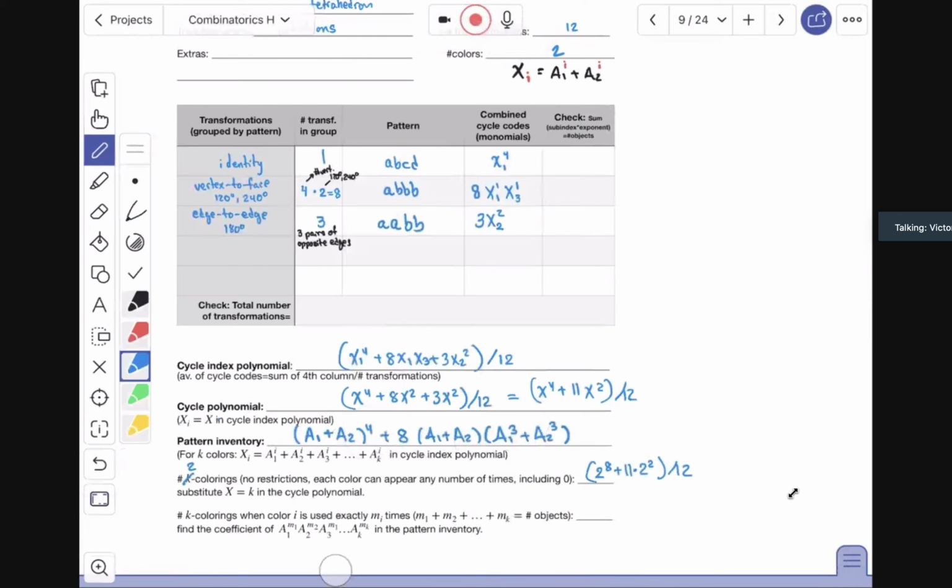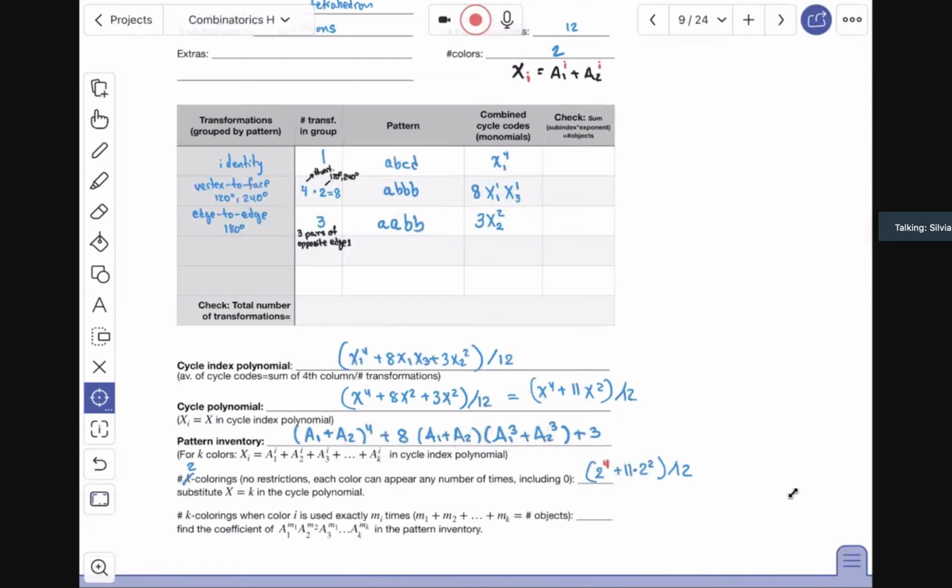Professor, quick question. For the no restrictions colorings, how did you get 2 to the 8th? 2 to the 4th. Whatever I had in my polynomial. Let's see, I'll do it with red so that I changed it. Thank you, Victor. So whatever my polynomial was, I just substituted 2.